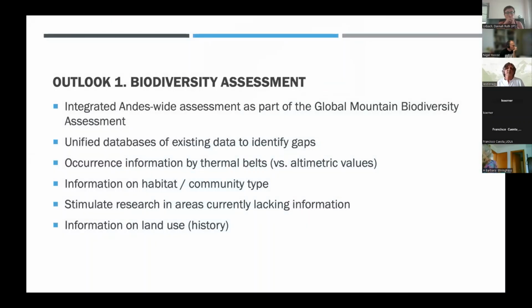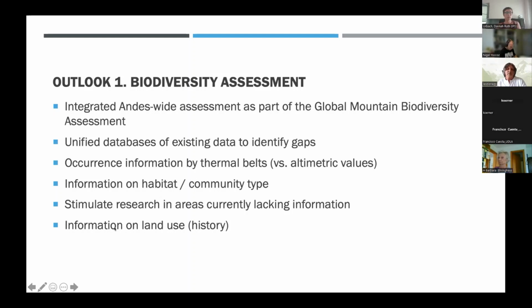The Global Mountain Biodiversity Assessment is planning to do a Global Mountain Biodiversity Assessment. Now, I think this is a very good moment for instigating an Andes-wide deep assessment of alpine and upper mountain biodiversity. For this, we need unified databases of existing data to be able to make syntheses, and obviously also to identify gaps. As I said before and emphasize again, all the occurrence information about species, be it plants or any other type of organism, we need to organize it in thermal belts as opposed to the altimetric values that are associated with most collections.